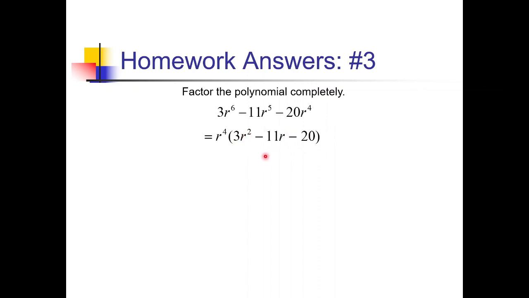Let's try the AC method. So 3 times negative 20 would give me negative 60 for my AC value, and then we would be looking for numbers that multiply to negative 60 and add up to negative 11. 60's got a lot of factors.